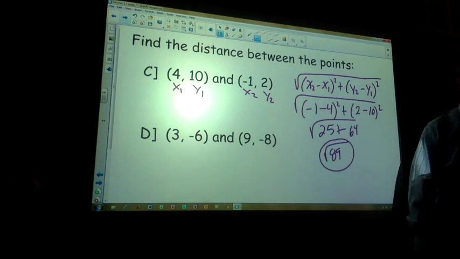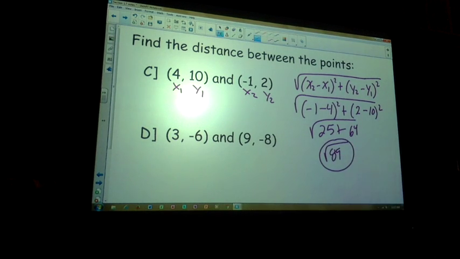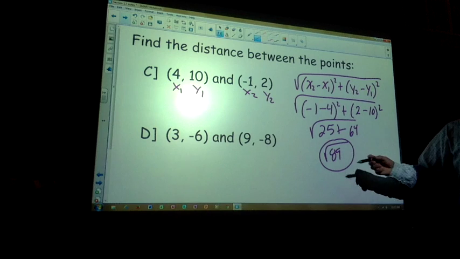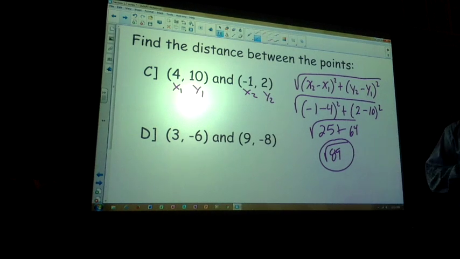That's as far as you can go. That's an exact answer. How far is it? Root 89. How big is root 89? Well, root 81 is about 9. Root 100 is 10. So the answer is between 9 and 10. Okay? Where exactly is it? Root 89. How far is it? Root 89. That's an exact answer.